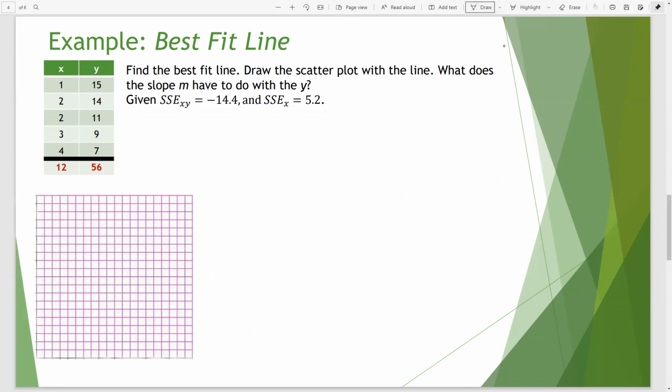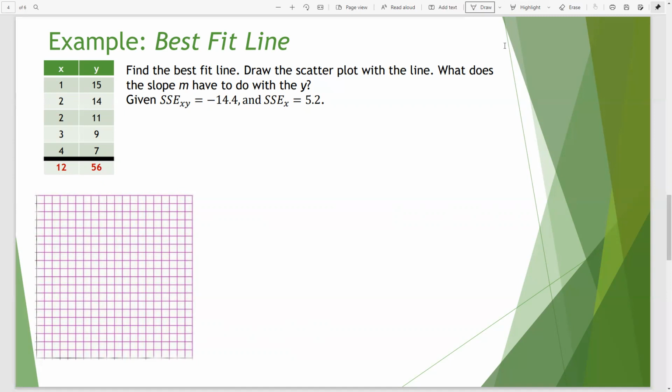We have pairs, and we need to draw the best fit line. We have pairs where x is 1, y is 15; x is 2, y is 14; x is 2, y is 11; x is 3, y is 9. And the last pair, the fifth pair, is 4, 7. So apparently n is 5, and the sum of x and the sum of y are provided. The row totals, in other words, are provided.